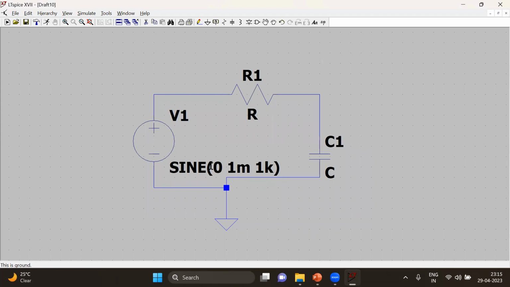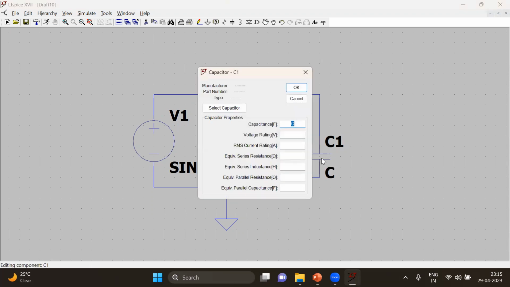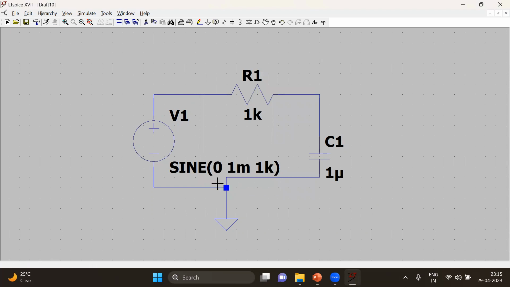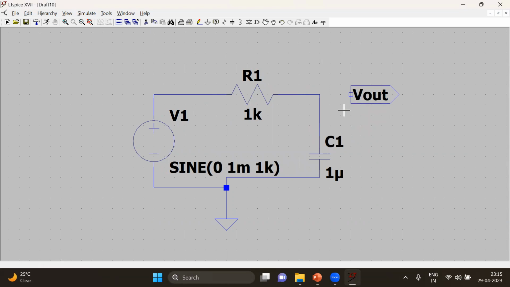So this is the sine wave which is applied to the circuit. As we have decided to go with 1 kilo ohm resistance, the value of the capacitor would be 1 microfarad. So our circuit is ready. Let's add a label for the output voltage. Go to this and select port output and you will be able to see it over here. Now connect this to the output. Now save the circuit.